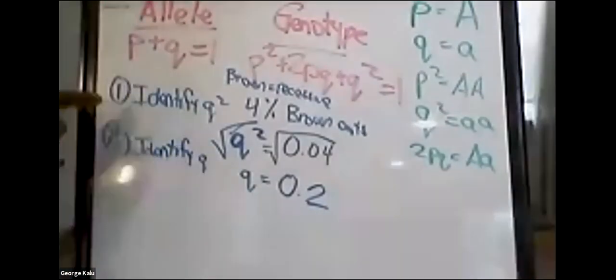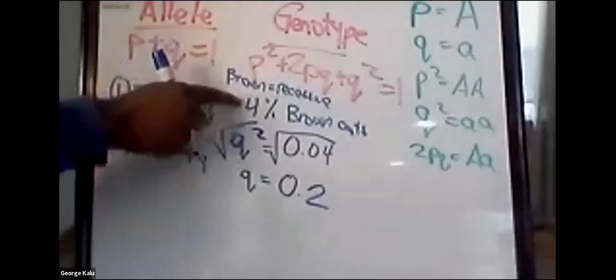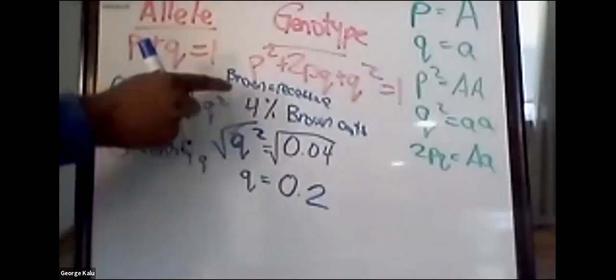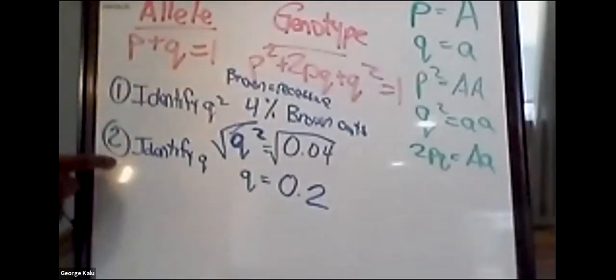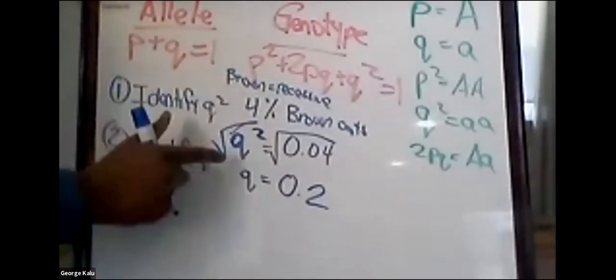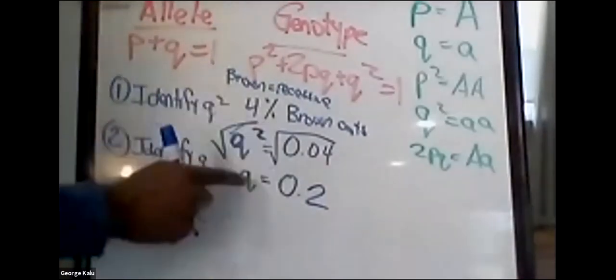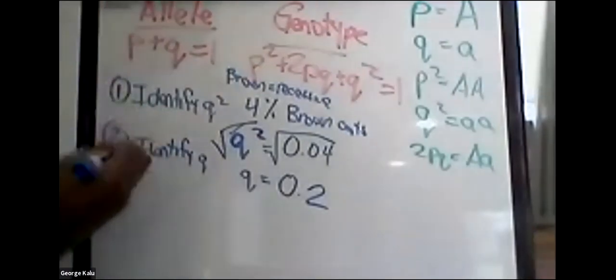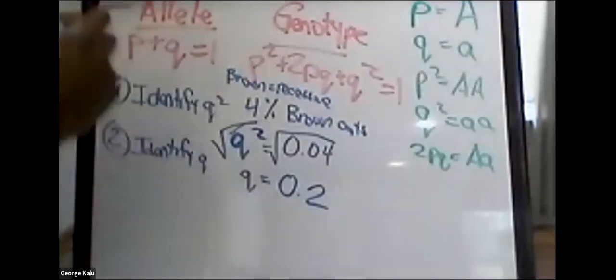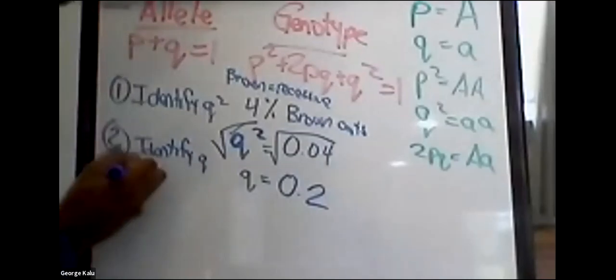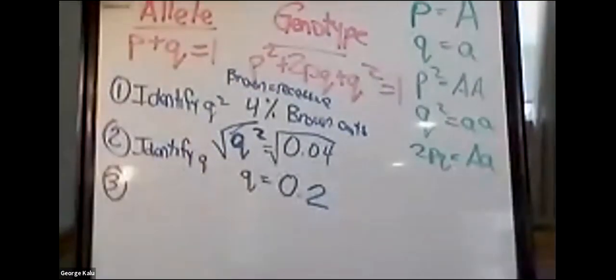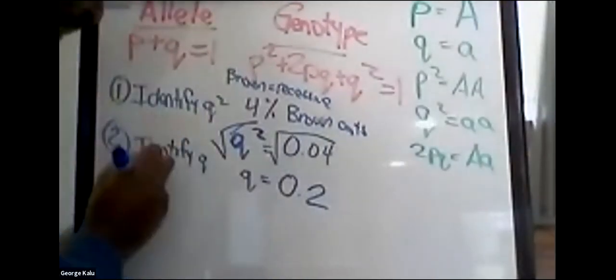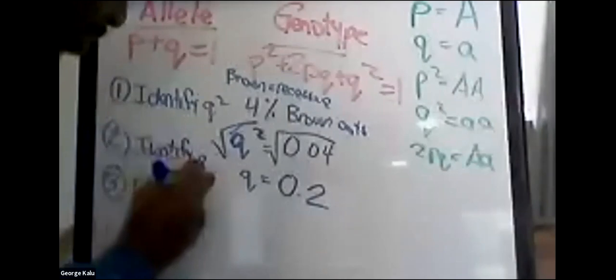So the first step was to identify our Q squared based off of the information we have available to us. The second thing we're going to do is find our Q, and we're going to find our Q by taking the square root of Q squared. And then here we get 0.2 for our Q value. Now, what's the next variable that's going to be the easiest for us to find based off of what we have available to us? So Kimberly says P. Right. So P is going to be the next one. So the next thing we want to do is find P.